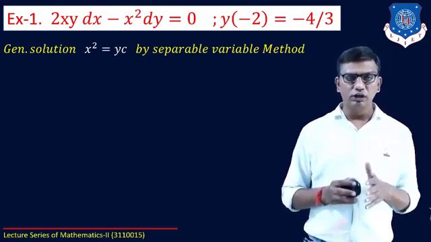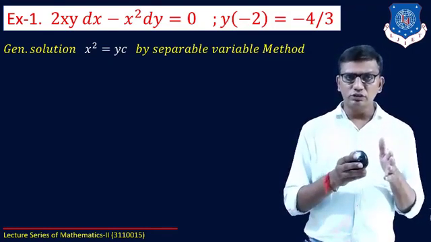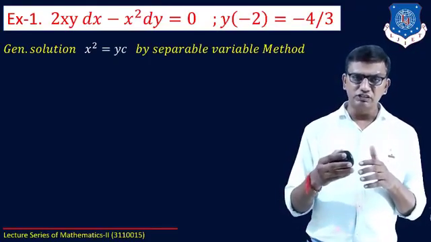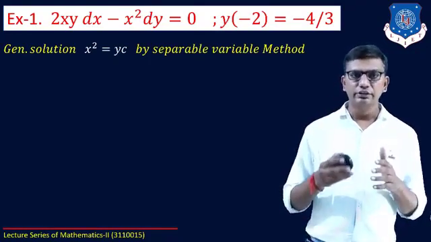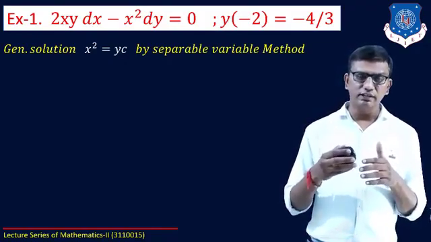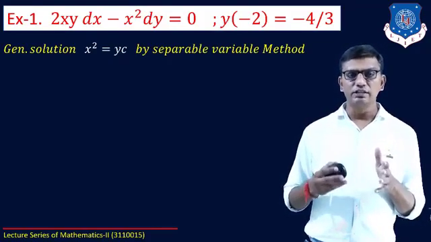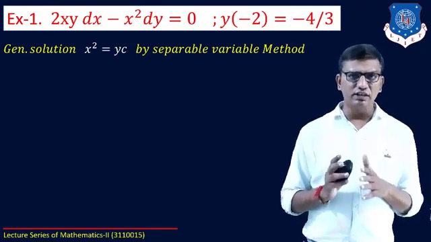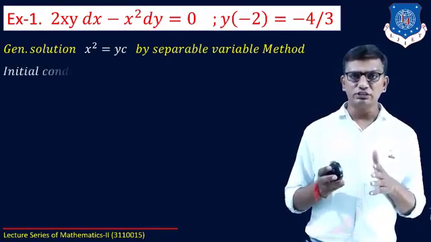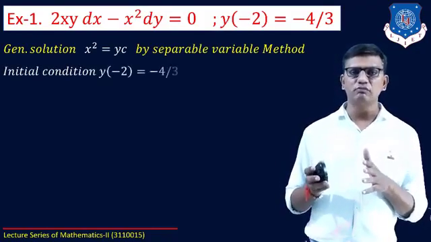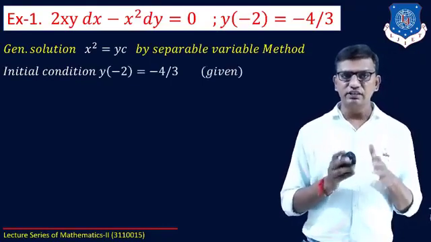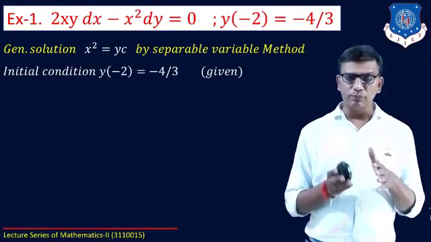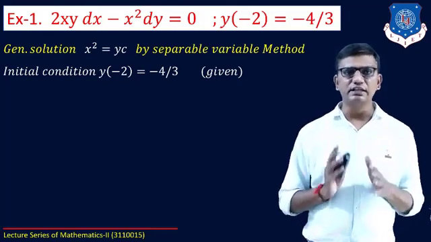So here, first of all, what is the meaning of the general solution? It is different types of curves which satisfy our differential equation. Now for different values of c, we can get different curves, but here we want to find a specific curve which satisfies our condition y of minus 2 equal to minus 4 by 3, which is the given condition. So we have to find the particular solution or particular curve which satisfies this condition.